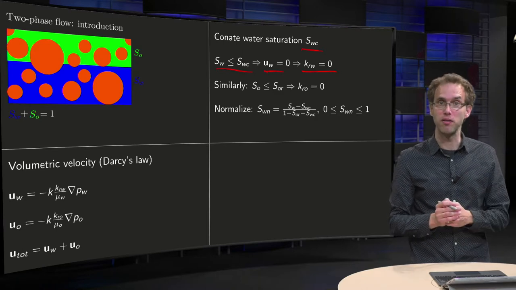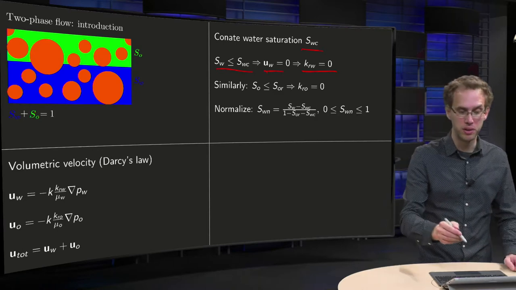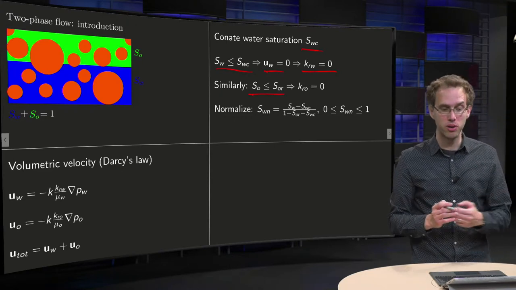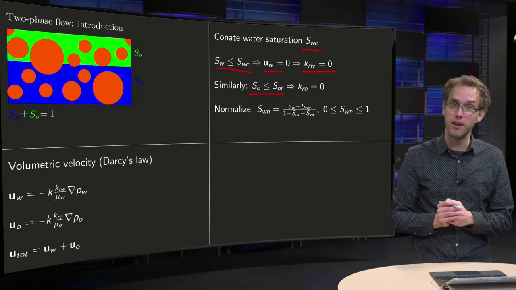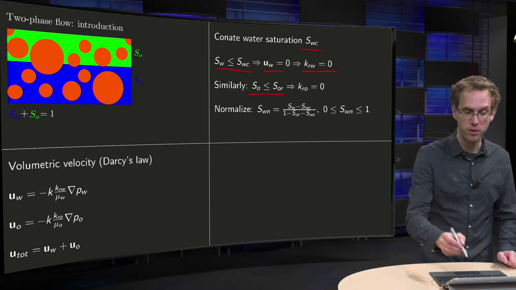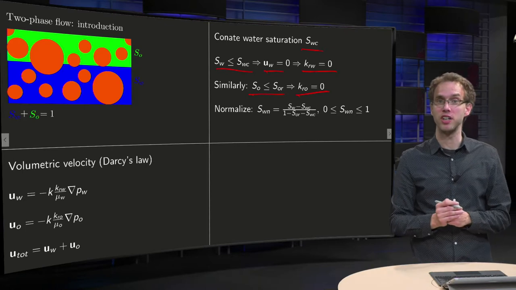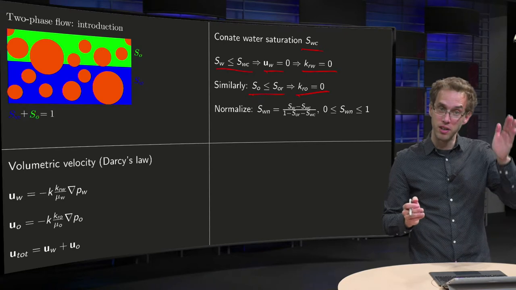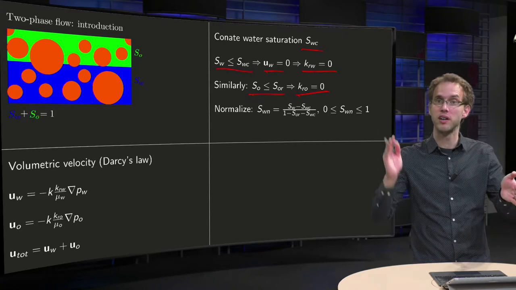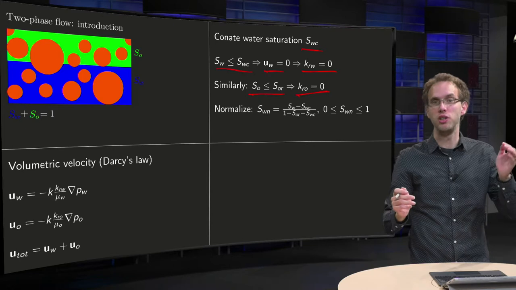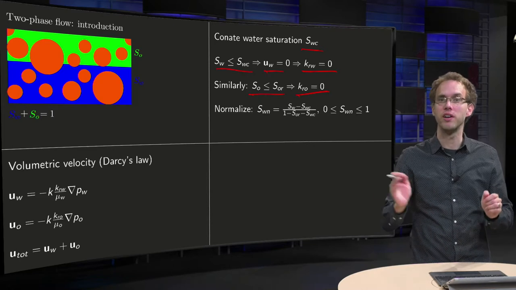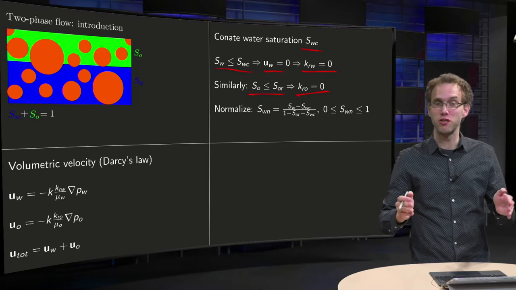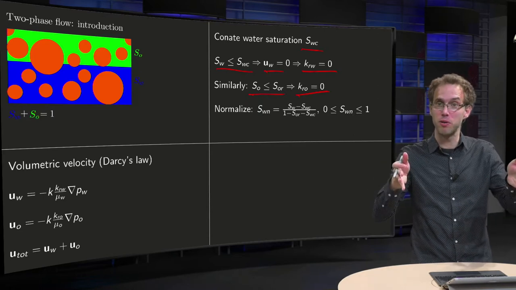You have something similar for oil. No matter how hard you press, you can't get all the oil out. So if your oil saturation is below the residual oil saturation, your relative permeability of oil is 0. Okay, so the saturations of interest are between SWC, connate water, and 1 minus SOR. Usually SWC is about 0.1 and SOR is also about 0.1. So the real saturations of interest are then between 0.1 and 0.9.